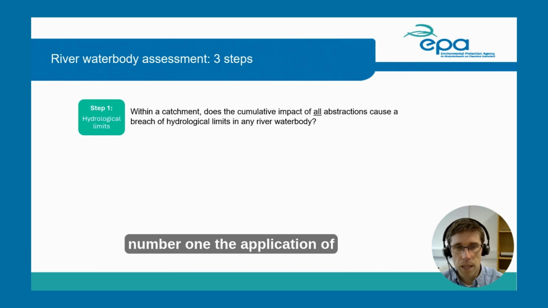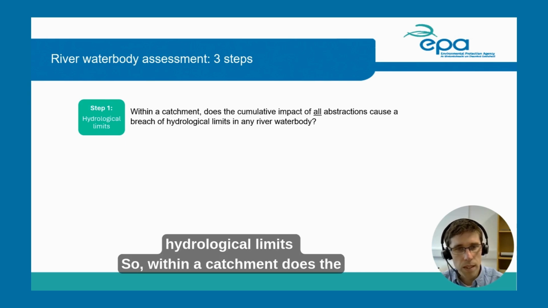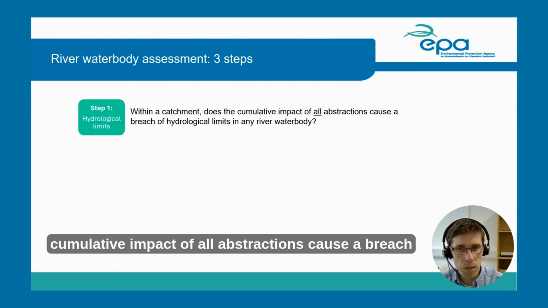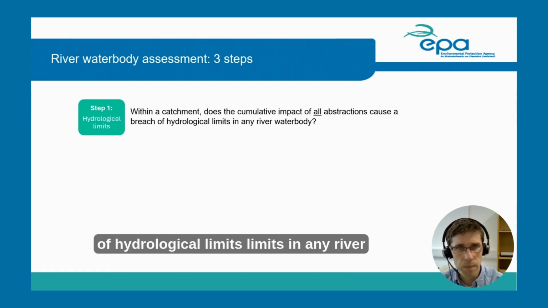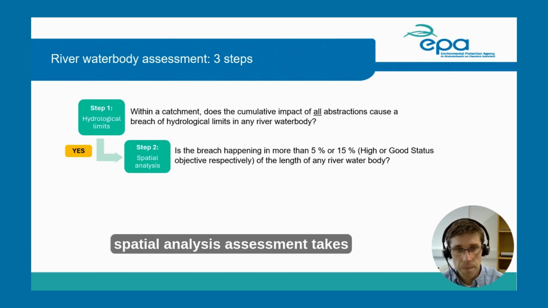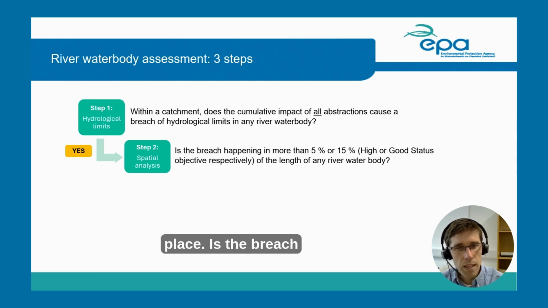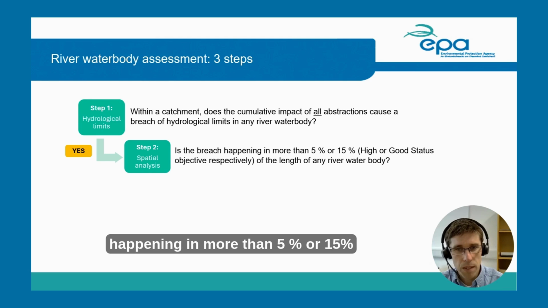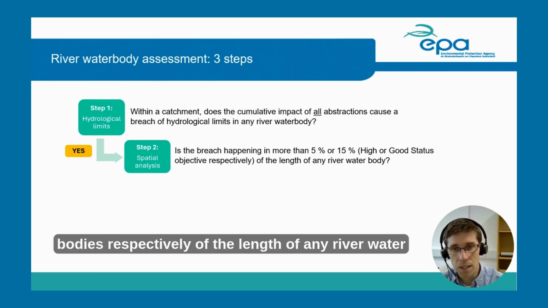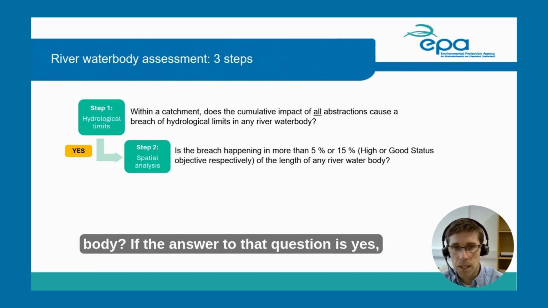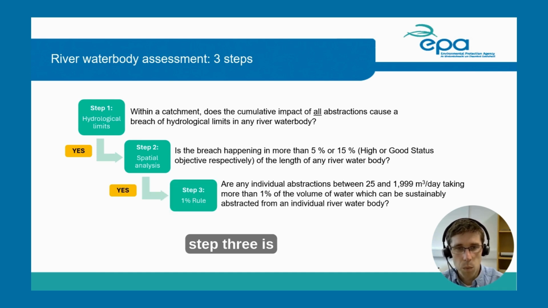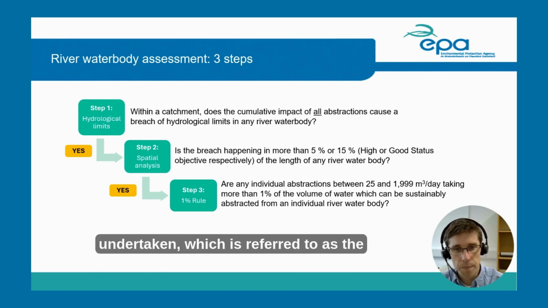Number 1, the application of hydrological limits. So within a catchment, does the cumulative impact of all abstractions cause a breach of hydrological limits in any river water body? If the answer to that is yes, spatial analysis assessment takes place. Is the breach happening in more than 5% or 15% in higher good status objective water bodies respectively of the length of any river water body? If the answer to that question is yes, step 3 is undertaken, which is referred to as the 1% rule.